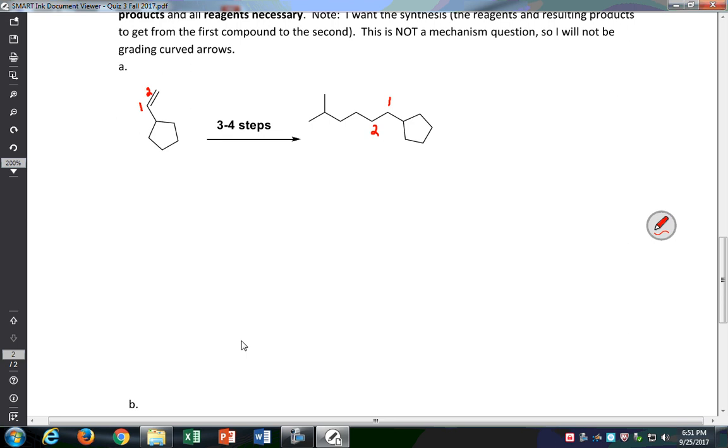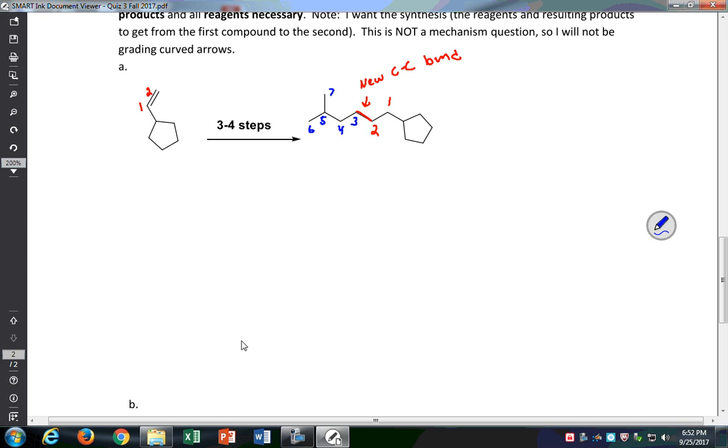So clearly, if I label 1 and 2 on my starting material as I did, this must be carbons 1 and 2, because carbon 1 has that cyclopentane ring, and there it is. So that means we're forming a new carbon-carbon bond between carbon 2 and we're going to call this carbon 3, 4, 5, 6, 7, and carbon 3. So we're forming a new carbon-carbon bond between 2 and 3.